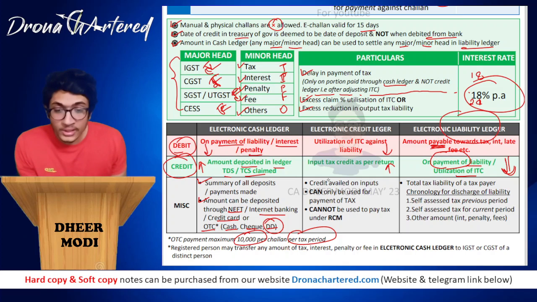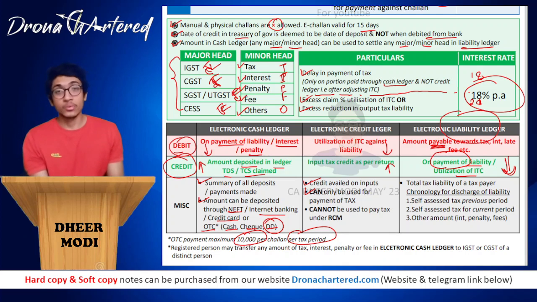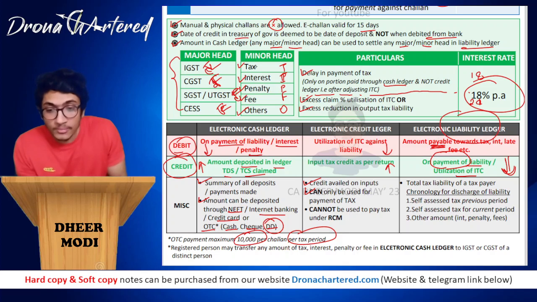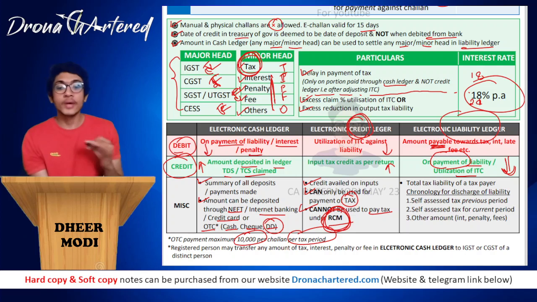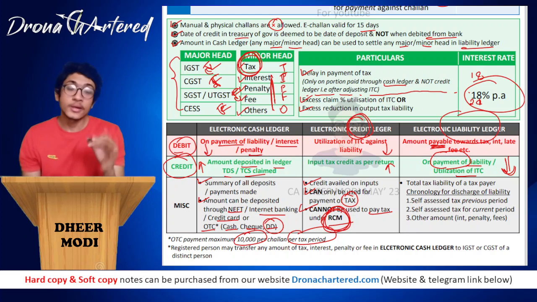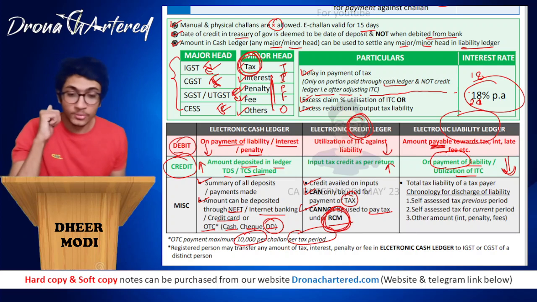Miscellaneous point for the electronic credit ledger: credit availed on inputs, which is of course shown in this ledger, can only be used for payment of tax. Only for payment of tax. What does this mean? Only this payment is allowed. Your interest, penalty, fee, other amounts cannot be paid through your credit ledger. They have to be paid only through your cash ledger. I hope this is clear. It cannot be used to pay tax under RCM. So your RCM also has to be paid through the cash ledger. The credit ledger cannot be used to pay RCM.